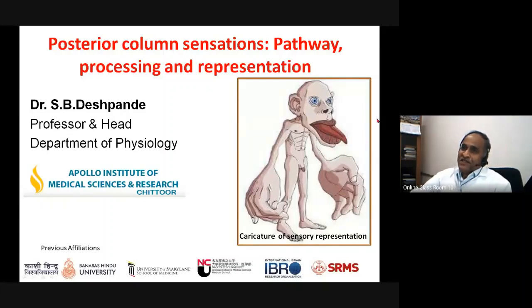Today we will be discussing the posterior column sensations, their pathway, processing, and representation. Here I have given you a cartoon showing the caricature of sensory representation, how it looks in the brain. This is the imaginary picture of the homunculus, the representation in the sensory cortex, how a man is looking. Okay, I will come to that in my discussion during the course.